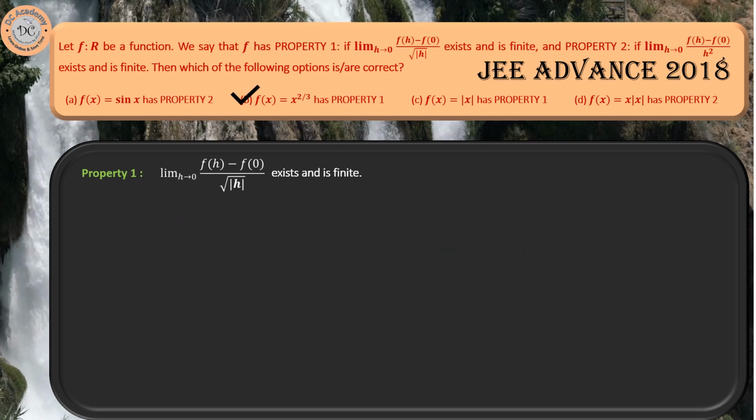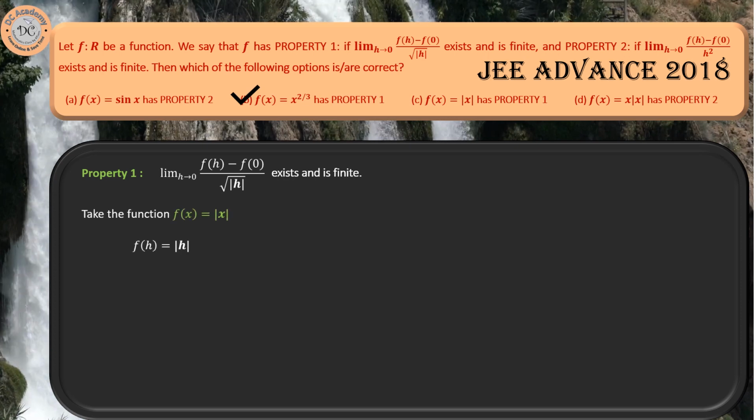Two more options are left. One is property number 1 for f(x) equal to mod x, and the remaining one is x mod x. So first we concentrate on option C, and here we also need to satisfy property number 1. Basically, we need to test for property number 1. So that's why we consider f(x) equal to mod h.